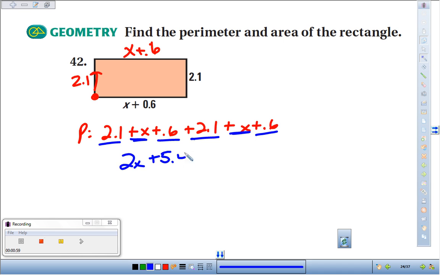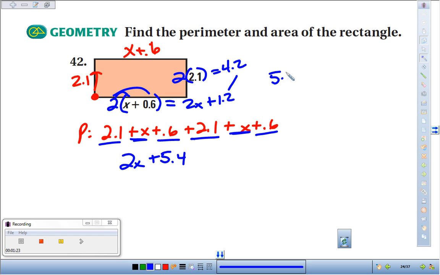Now, that's kind of a long way of doing it, going every single piece. The other thing you'd say, well, I've got two of these, two x plus 0.6s, and I've got two of these, two 2.1s. Now, 2 times 2.1, that's 4.2. If you distribute here, 2 times x, that's 2x. 2 times 0.6, that's 1.2. Now, if you were to combine the 4.2 and 1.2, what do you get? Well, you get 5.4, plus that 2x right there, and you can see it's the same answer, just a different way of doing it with the distributive property.